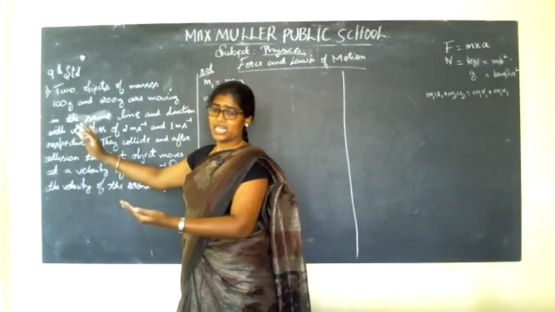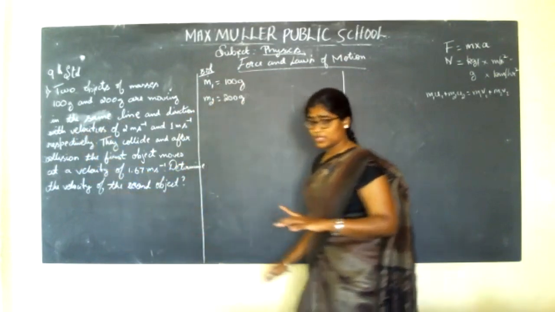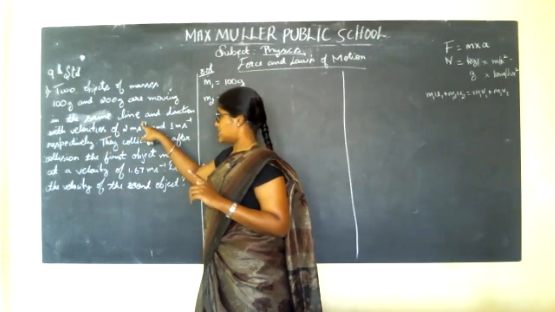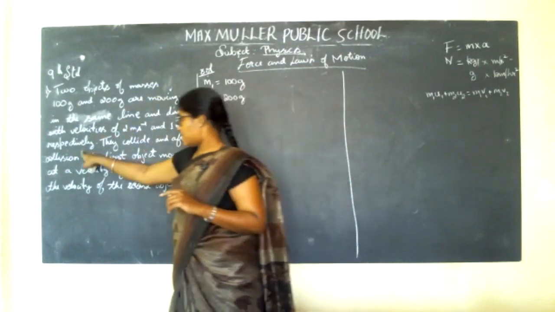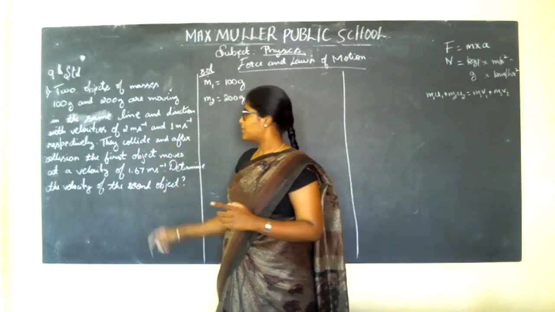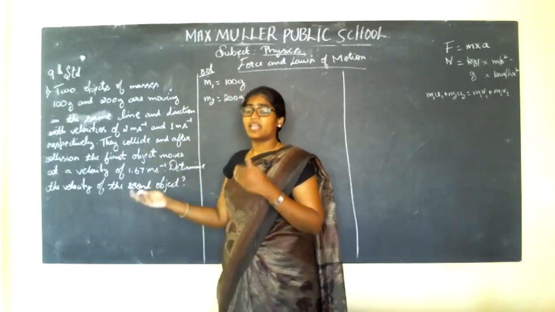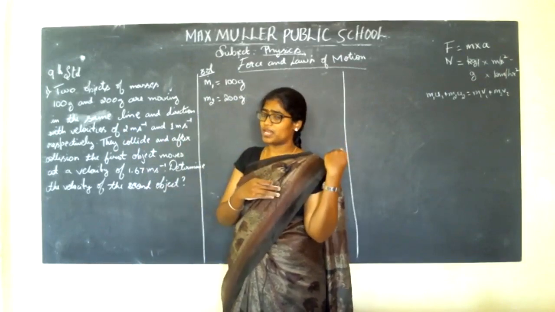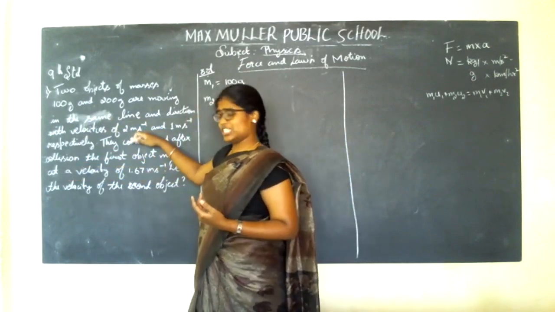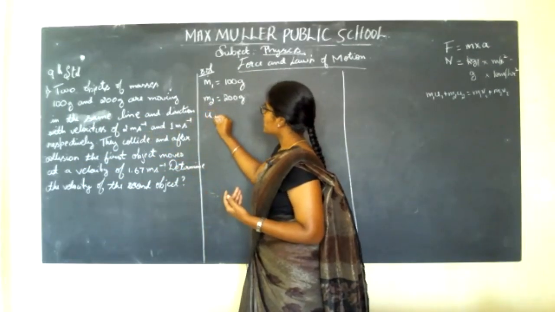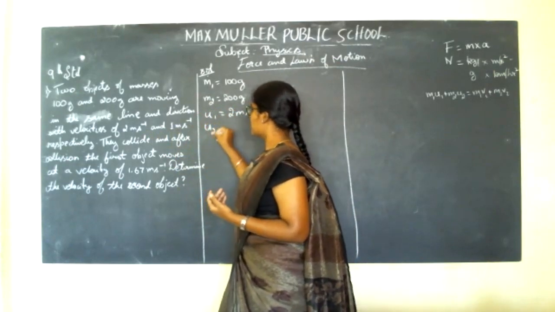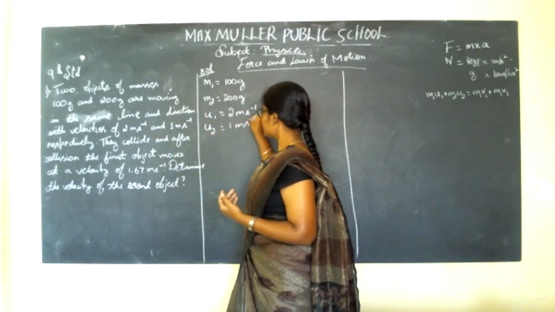They are moving, so that is the initial velocity. Your initial velocity will not be 0, children. They will mention, see, the velocities are 2 meter per second and 1 meter per second respectively. They collide, and after collision. Here you need to remember that the words after collision indicate the final velocity. Whatever we read from here onward is the final velocity, and whatever we read initially in this line is the initial velocity. So u1 is 2 meter per second, and u2 is given as 1 meter per second.